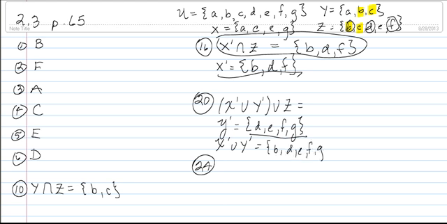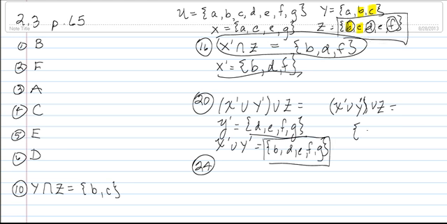Okay, so now we want to find the union of that set with set Z, complements on the inside. So as I look at this set now and compare it to set Z, I want B, C, D, E, F, and G in the union. Okay, so here's my final answer on that one.